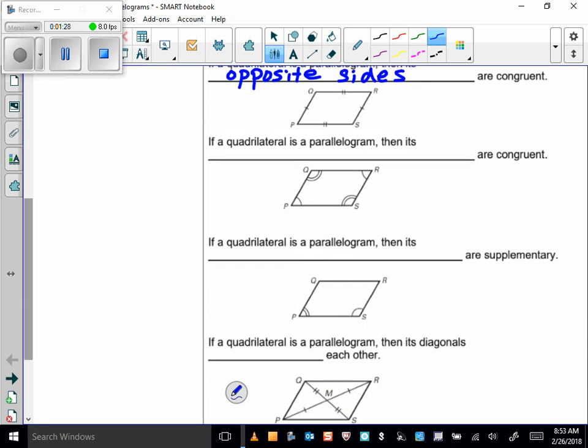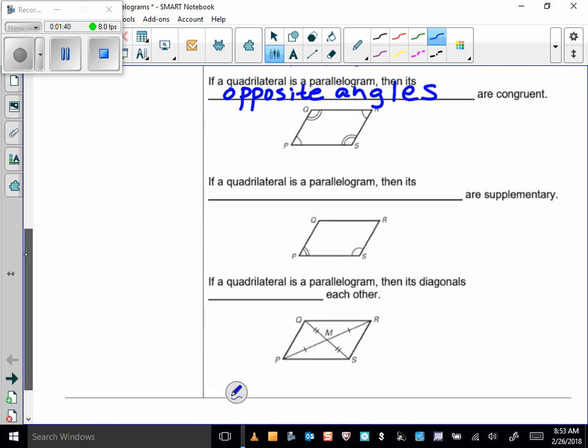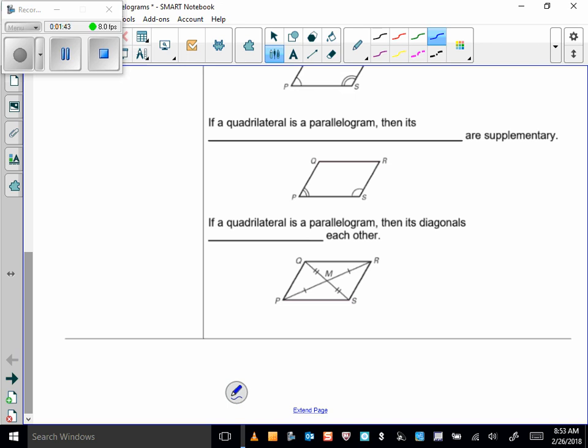Next one. If a quadrilateral is a parallelogram, then its opposite angles are congruent. Okay. If a quadrilateral is a parallelogram, then its consecutive angles are supplementary. And of course we know why, because right, think of this.